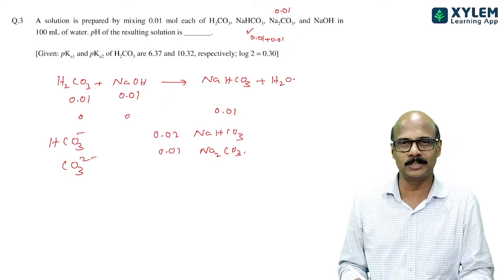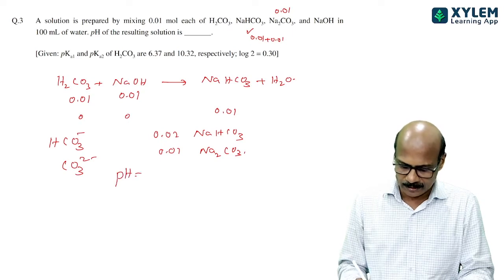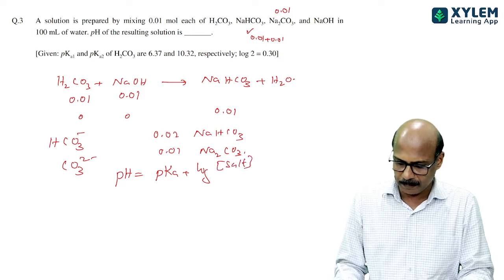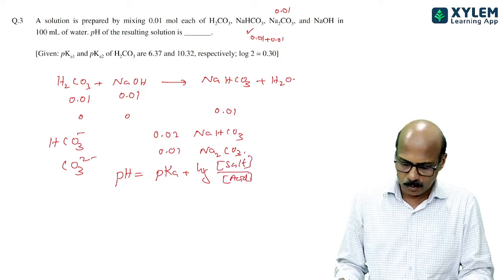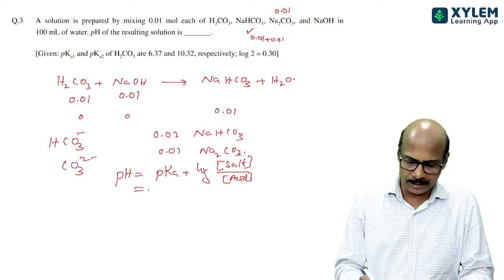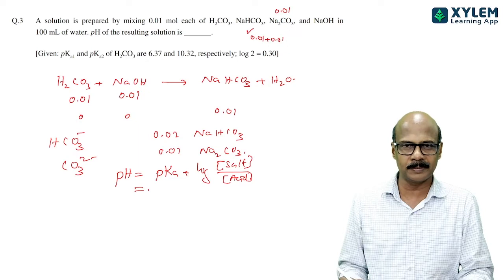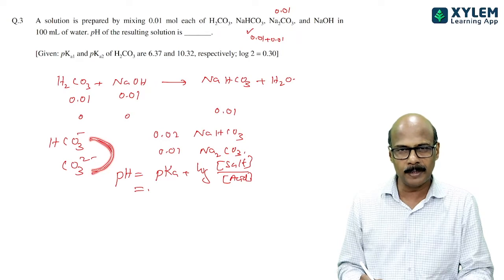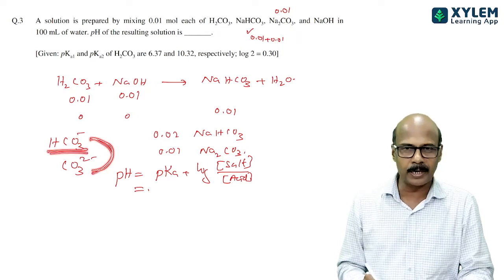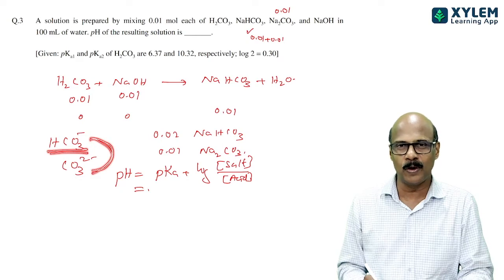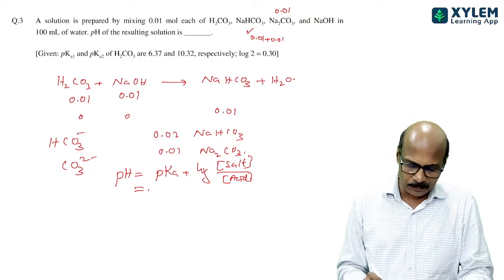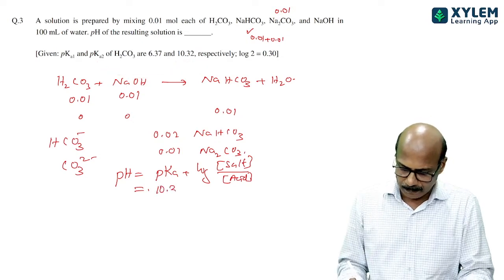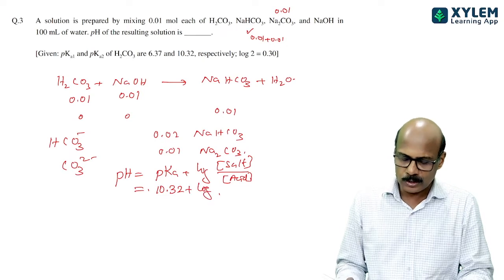How will you determine the pH of an acidic buffer? You know the pH of an acidic buffer is pKa plus log of salt concentration divided by the acid concentration. What is the pKa here? You want to take the Ka value of bicarbonate in this case because you are considering the bicarbonate-carbonate pair. So what will be the pKa of bicarbonate ion? That means pKa2 of H2CO3. pKa2 of H2CO3 is given as 10.32. So the pKa value here is 10.32 plus log salt concentration.